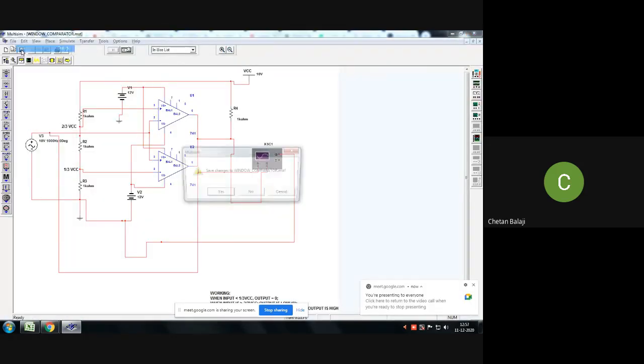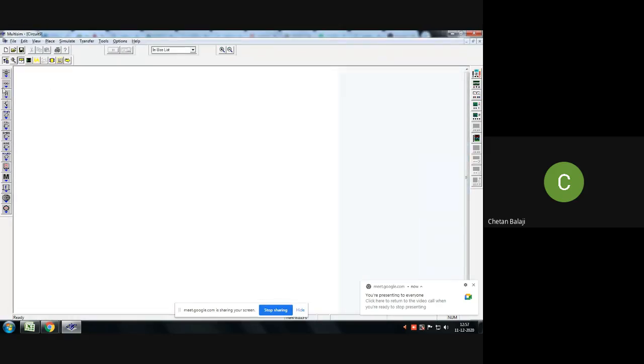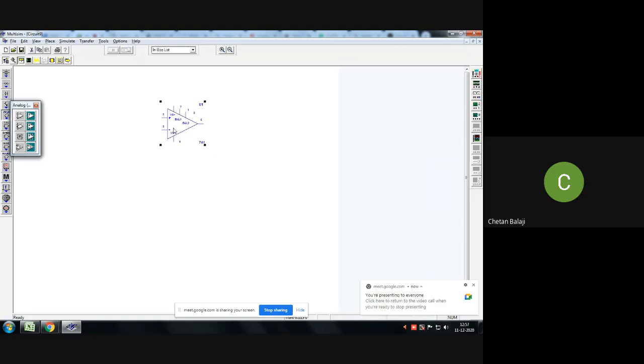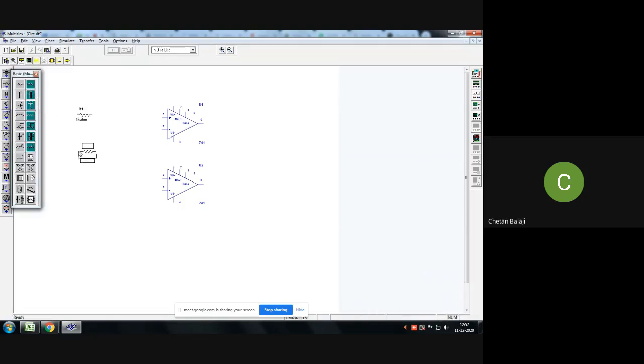Let me go with the new circuit. What all do we need? We need an op amp, which is in the analog IC. Take the first op amp 741 and place it over here. You need one more, so Control C and Control V. Take 2 op amps and take 4 resistors: R1, R2, R3, and we need one more R here.